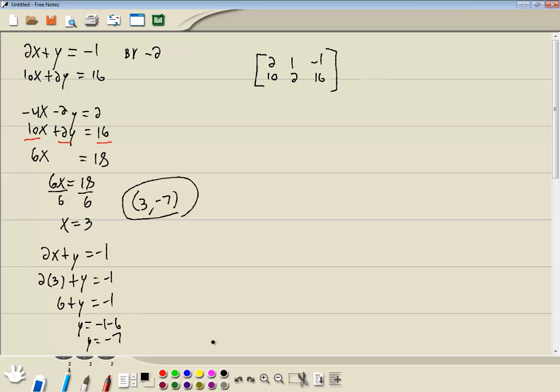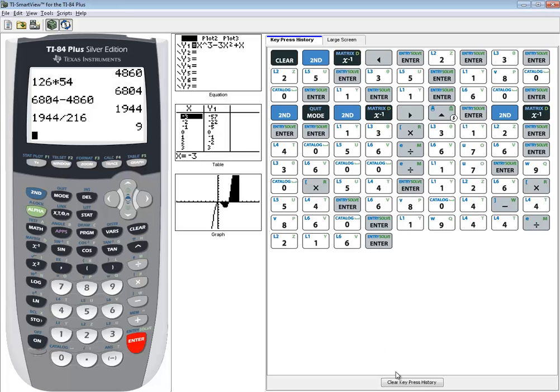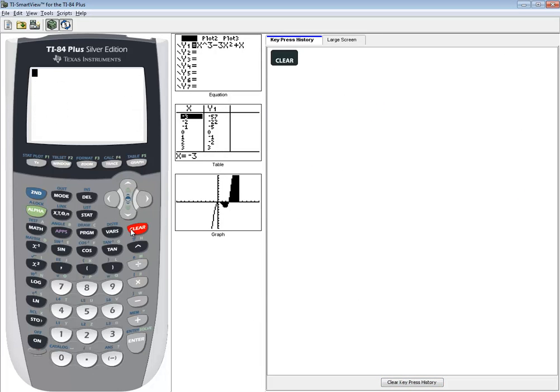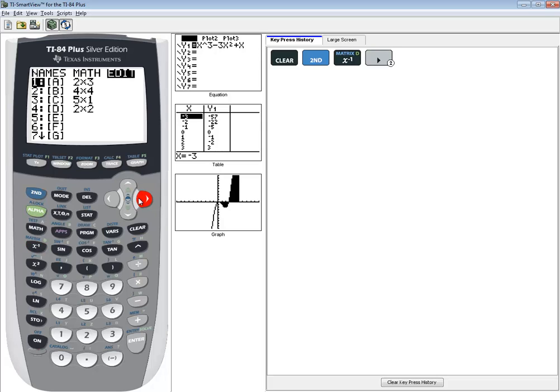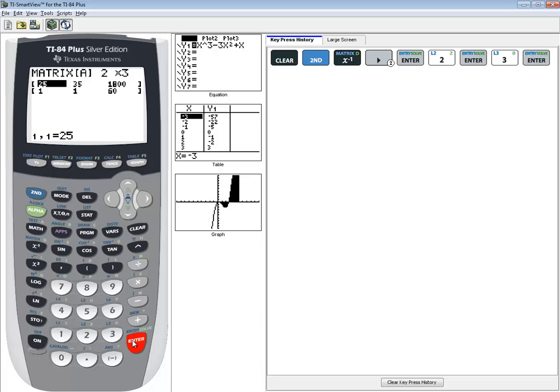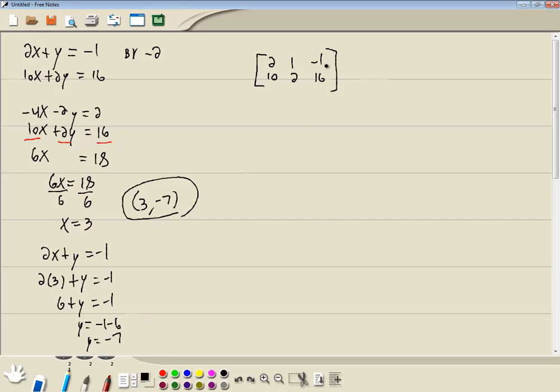Let's go put this in the calculator. So go in my matrix menu, I'll do second, x to the -1, that's our inverse button. And right arrow twice over to edit, or left arrow once. Do an enter on A. And it's asking us for the size, rows by columns. So we'll do 2 by 3. So do 2 enter, 3 enter. And then we'll type in our numbers.